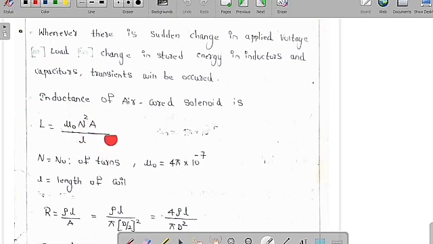This is the inductance of the air core solenoid, where N is the number of turns on this air core coil, and mu naught is equal to 4 pi 10 to the power minus 7, where l is the length of the coil. Or you can say simply this is the length of the solenoid. Basically it is the length of the solenoid but not the coil.